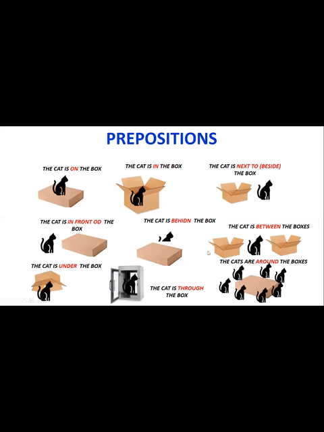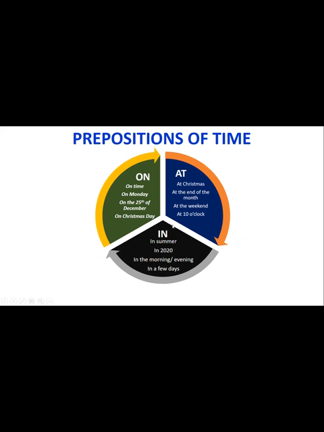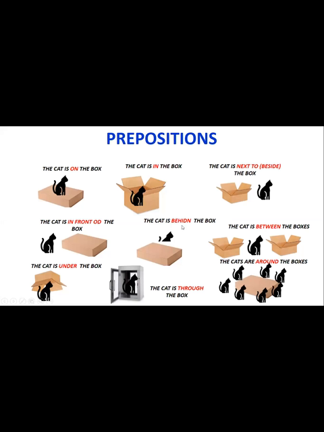The cat is on the box. In this case, on the surface, right? The cat is touching the surface of the box. The cat is in the box, in the box, right? The cat is next to or beside the box, right? Next to or beside, they are synonyms. The cat is in front of the box, in front, right? The cat is behind. Excuse me here, there's a mistake.